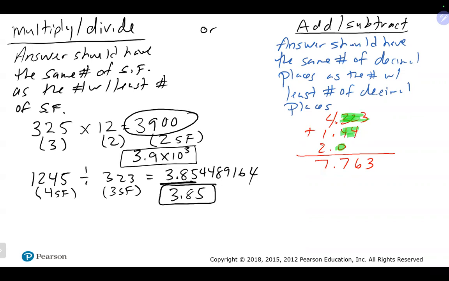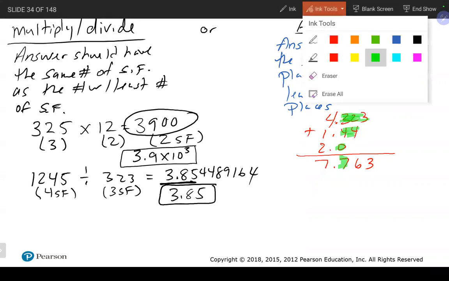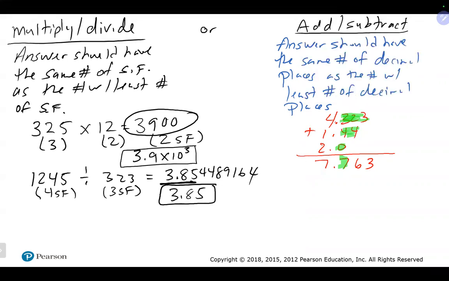That means my answer should end up at how many decimal places? Should end up at 1 decimal place, which is right there, yes? When I round, though, I do want to look at the number to the right. And should I round up? Should I drop the numbers? We should round up in this case, right? The number is a 6, so we should end up with 7.8 as our answer.